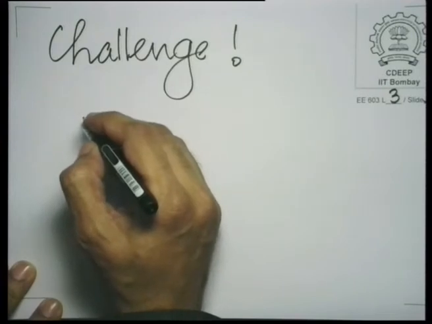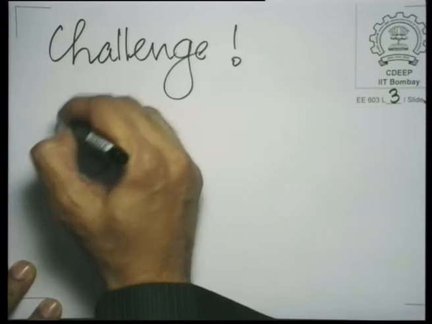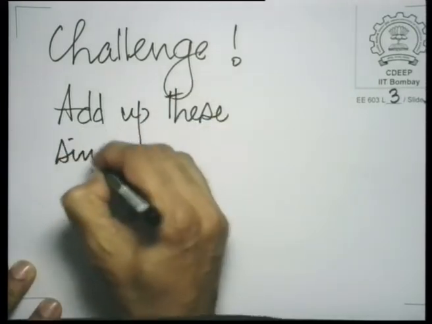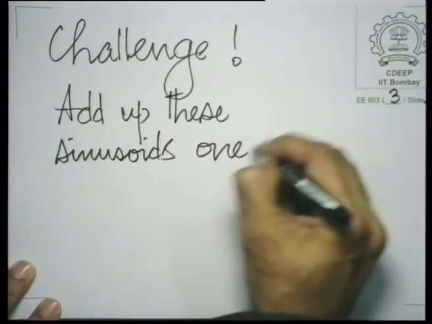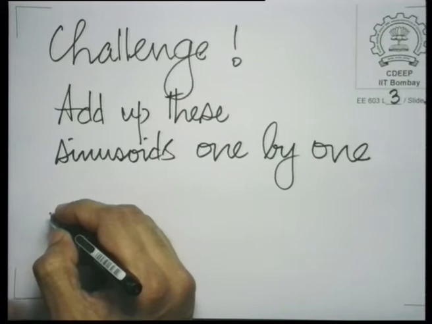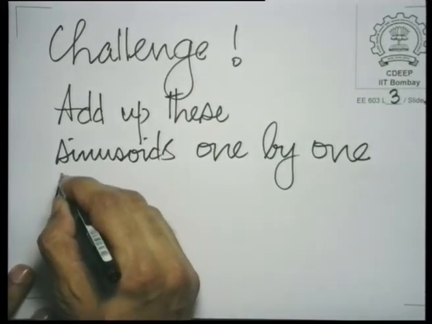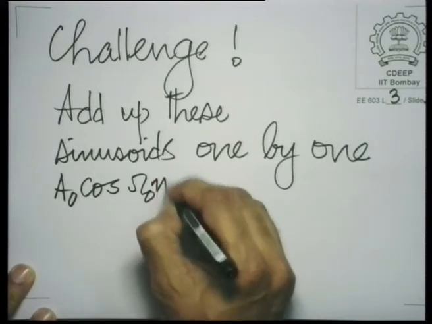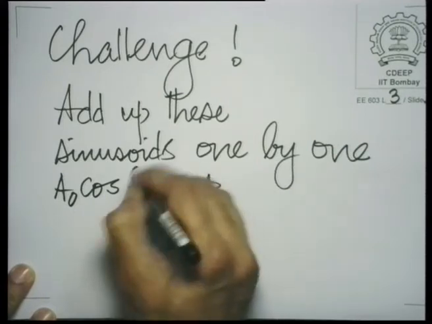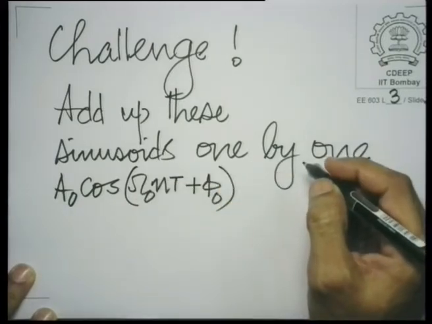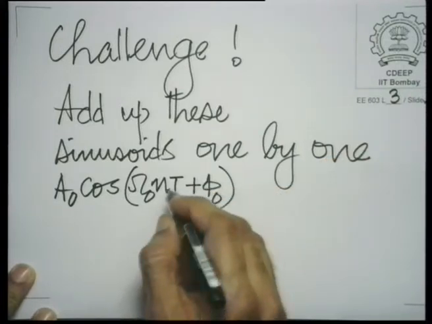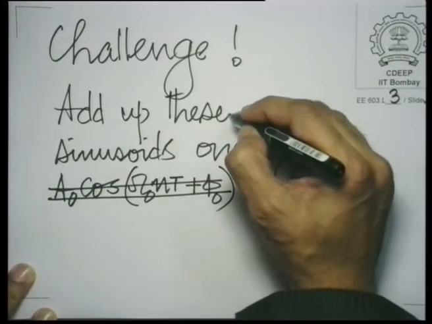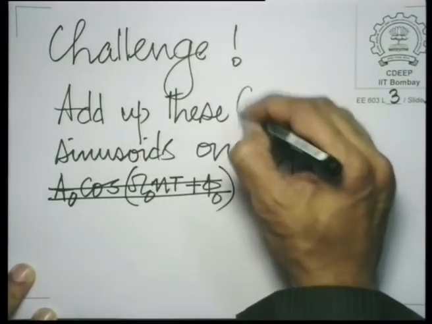Take these sine waves and add them one by one. What I mean by that is, take the sum A naught cos omega naught nT plus phi naught. Or in fact, let us not sample, at nT of course you will get infinity, there is nothing much to be seen. But let us instead add up the continuous sinusoids. So, we should say not these sinusoids at the samples, but the continuous sinusoids.